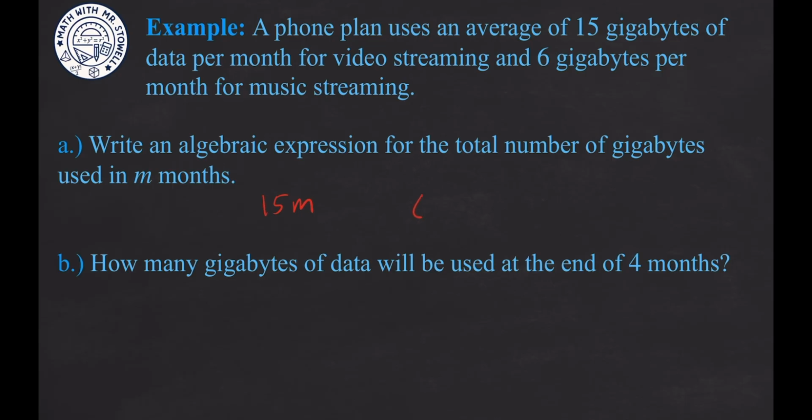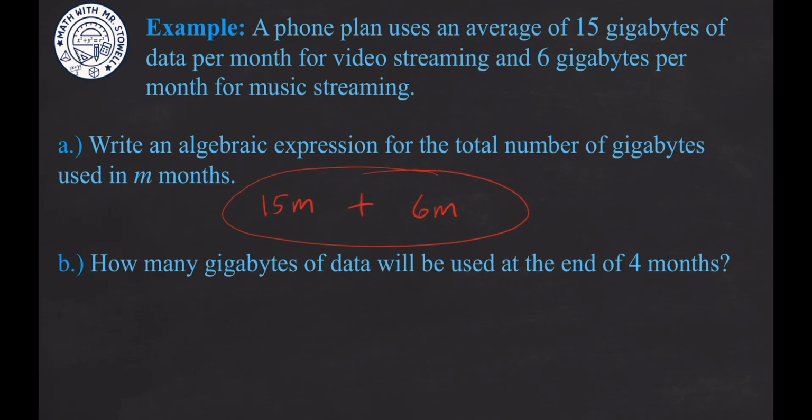The other thing is we have 6 gigabytes for every month of music streaming. So for the first month we have 6 gigabytes, for the second month we have 12, for the third month we have 18, and so on. Well, if we wanted the total gigabytes, we need to add them together. That's our expression.